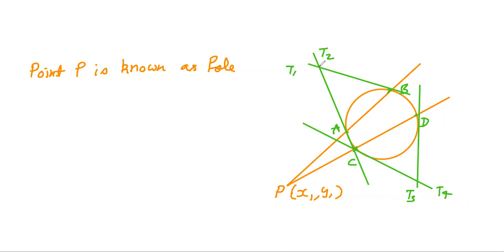Okay, 1 and 2 intersect at this point. I make it another color. T1 and T2 intersect at this point, and the other tangents drawn at the points C and D intersect at this point. Okay, now I draw the line. This line is known as the polar. This red color line I just drew is known as the polar.